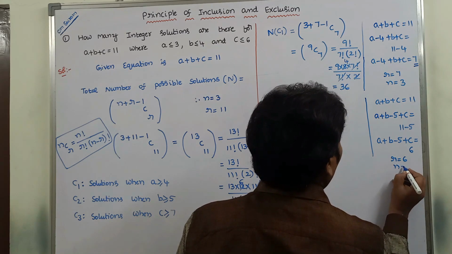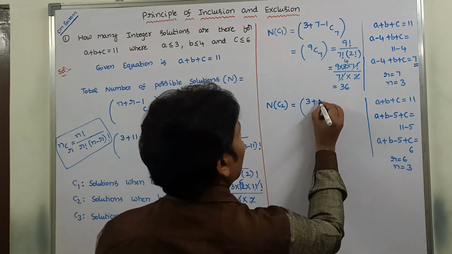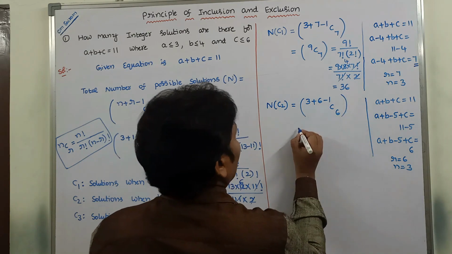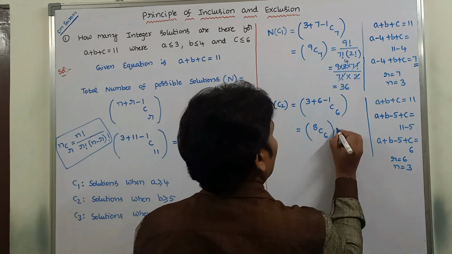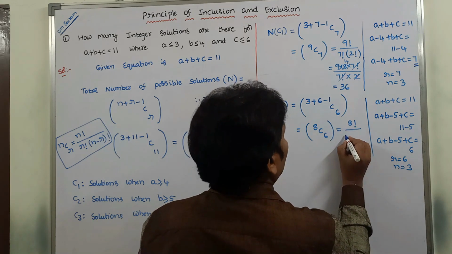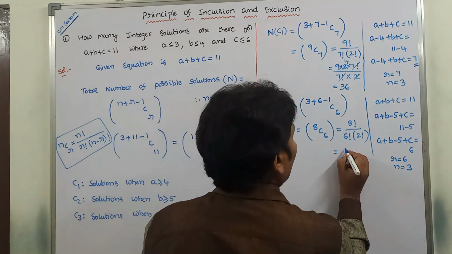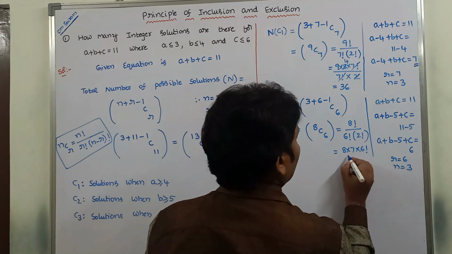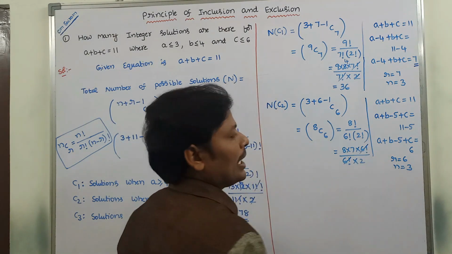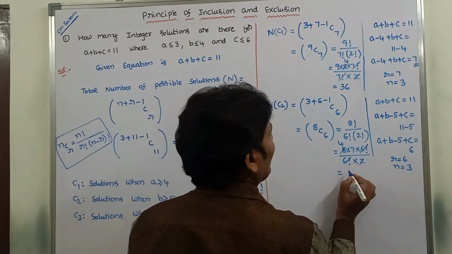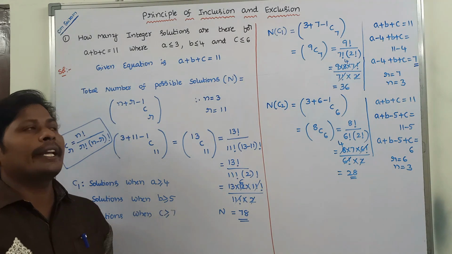R value is 6 and n value is equal to 3. Now we have to substitute in this formula. N value is 3 and r value is 6, minus 1, C 6. So 3 plus 6 is 9, 9 minus 1 is 8, 8C6. So here 8 factorial divided by 6 factorial into 8 minus 6 factorial, that is 2 factorial. So this can be written as 8 into 7 into 6 factorial divided by 6 factorial into 2 factorial, whose value is 2. So 6 factorial cancels, 2 fours are 8. So 4 into 7, that is 28 possible solutions whenever b is greater than or equal to 5.